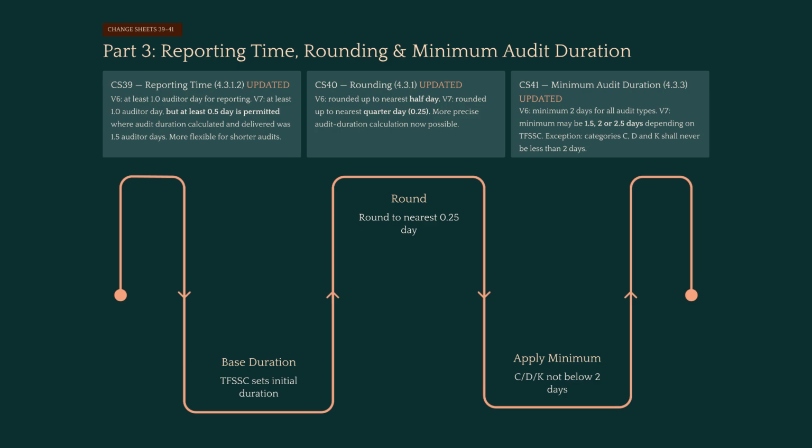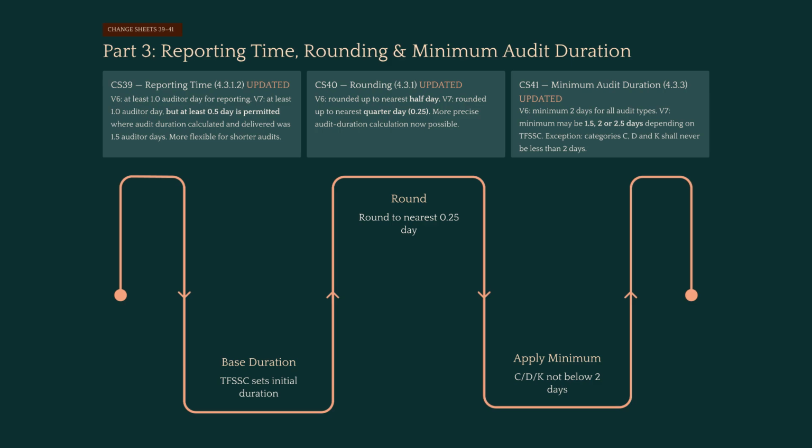Next, we look at the changes to rounding in Section 4.3.1. Version 6 required the final duration to be rounded up to the nearest half day. Version 7 now mandates that the audit duration must be rounded up to the nearest quarter day, or 0.25 day. This change allows for more precise audit duration calculation.